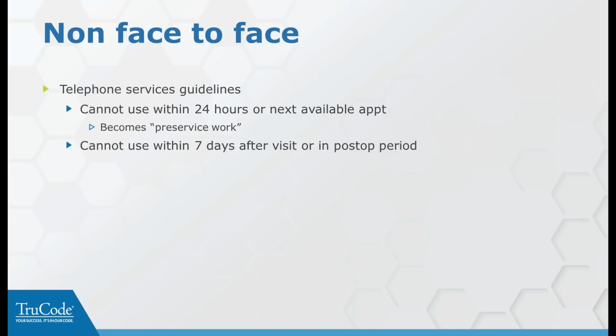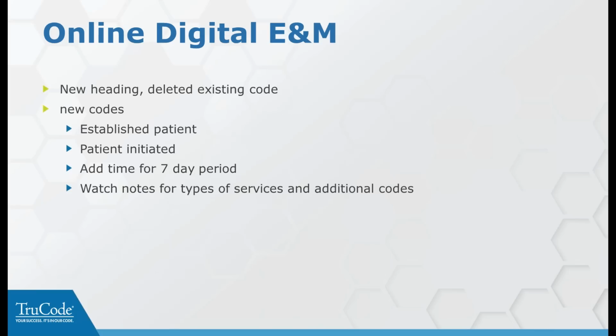So you just want to be really careful in looking at the guidelines for those non-face-to-face services as far as how often, what is the information on how I can use those codes. The new codes in this section are the online digital evaluation and management services codes. And if you're keeping up with those, you can look in your code book, 99421, 99422, and 99423. Those are the online digital evaluation management services.